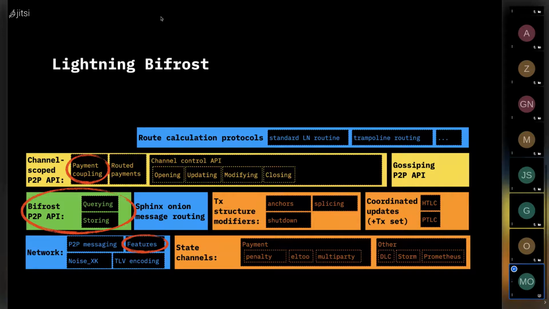And Bifrost protocol support, as well as RGB protocol support and Lightspeed protocol support, will be a feature flag in that information. So you will see from the map of the network which nodes support Bifrost, and you then can connect to them and send Bifrost-specific queries the same way you're sending queries to open a channel. And the final thing that is needed for Bifrost is a payment coupling, for which I have a special dedicated slide, and I will explain what it is.